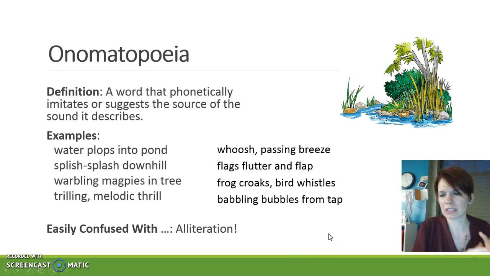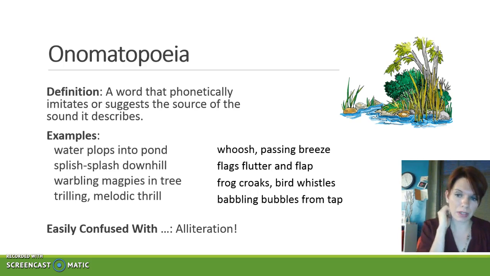Onomatopoeia, for some reason, people get it messed up with alliteration. I think because alliteration also makes a sound, even though it's not describing a sound, and they're both kind of about sounds. So onomatopoeia, just think comic books, right? Think old school Batman, stuff like that. Pow, pow, pow.